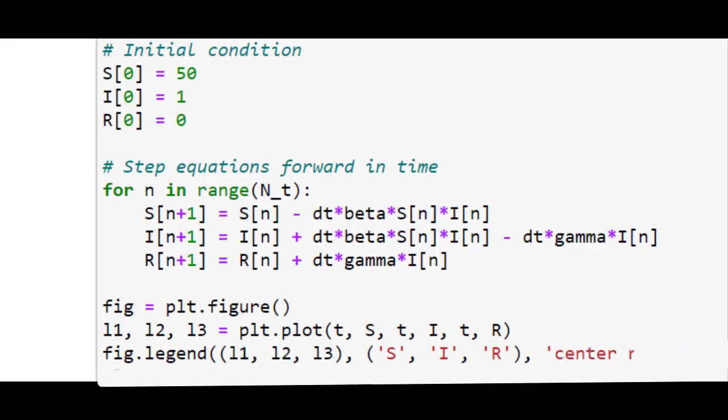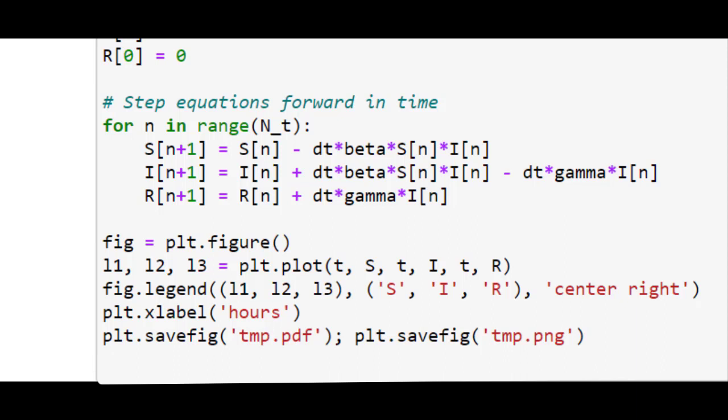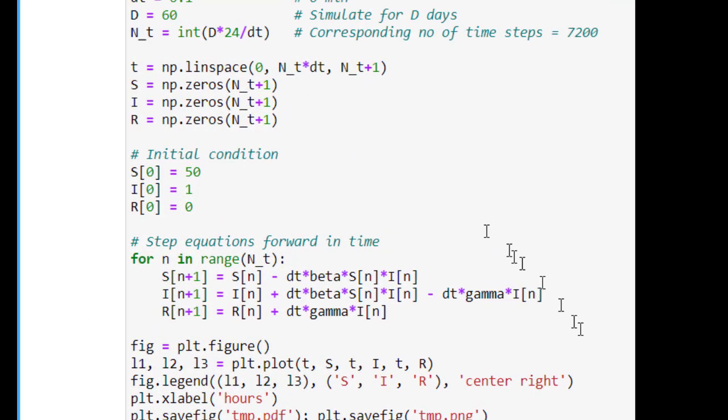It will mark each of L1, L2, and L3 with the labels S, I, and R respectively, and it will place the legend at the center on the figure's right side. Label the x-axis hours. Save the figure in both PDF and PNG formats. And finally, show the graph by hitting Run.